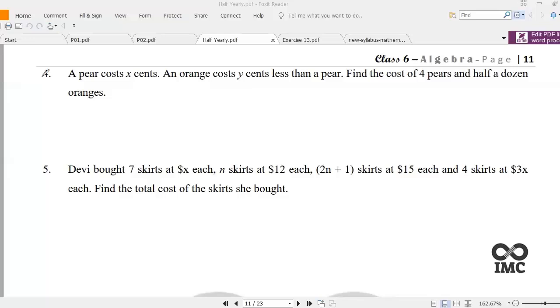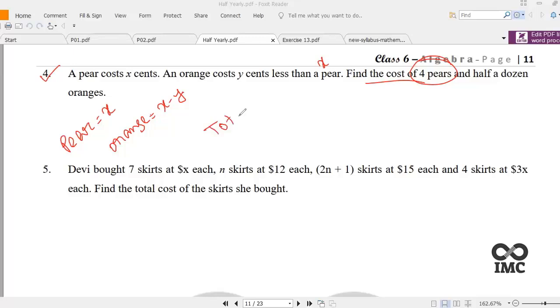Here the question says, question number 4: a pear costs X cents and an orange costs Y cents less than a pear. Pear represents X cents, then an orange can be Y cents less than a pear. That means X minus Y. Now the question says find the cost of 4 pears.